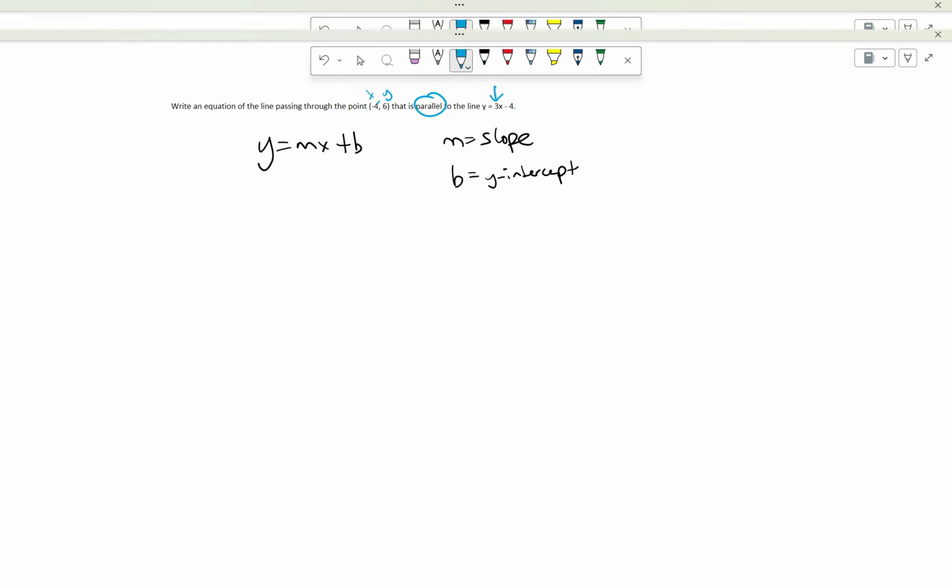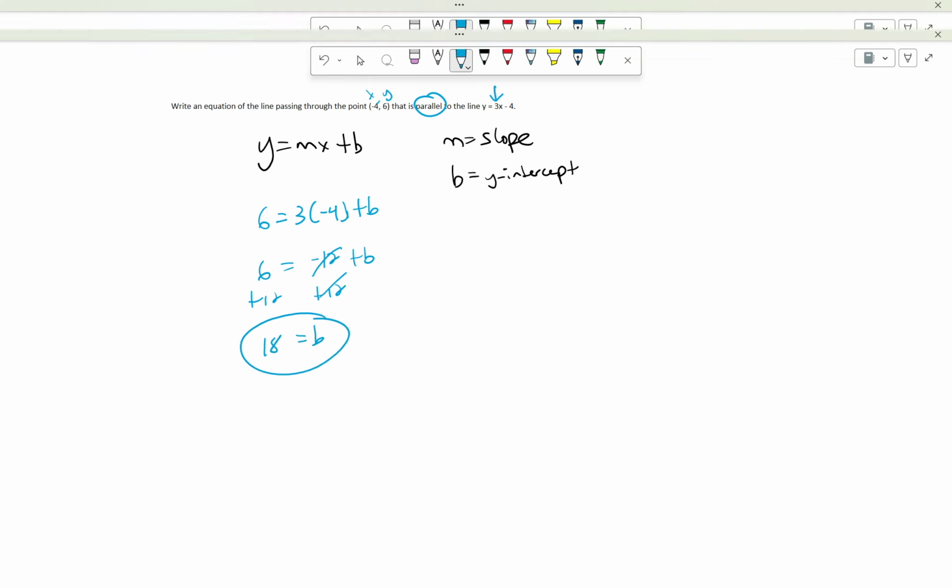When I plug all the stuff back in, my y is 6, my m is 3, my x is -4, and then I'm going to solve for b, so to create my new equation, right? So this is going to be 6 is equal to -12 plus b. I'm going to add 12 to both sides. It cancels. 6 plus 12 is going to be 18, and that's my b.